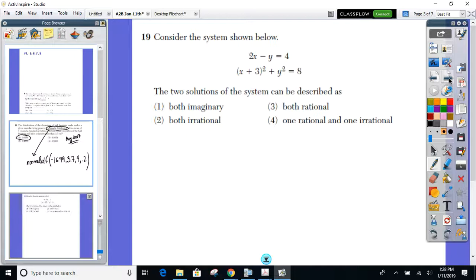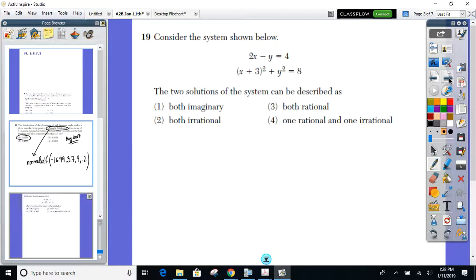I picked this one because I can't do any shortcut here. There's no shortcut to this. The shortcut's going to be finding the root so you can tell me what type they are. All right, so I need your help. In these two equations, what's your first move?